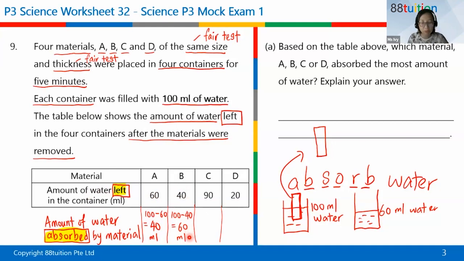All right, and then the material was removed, together with the 60 ml water. So what is left? Left means remaining inside the container. What is left will be 40 ml water. All right, is that okay, Claire?